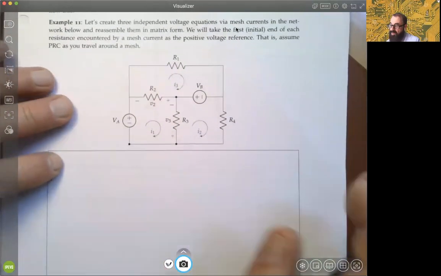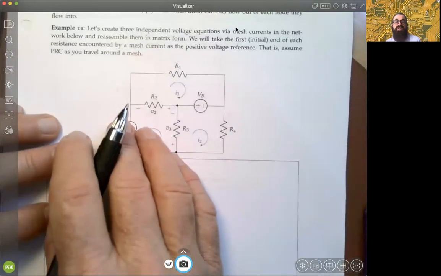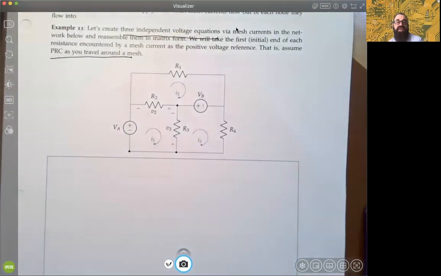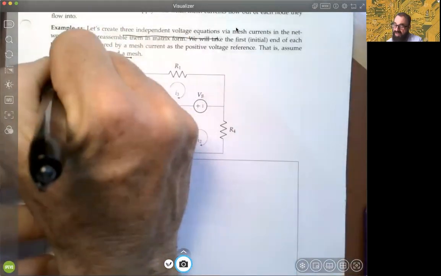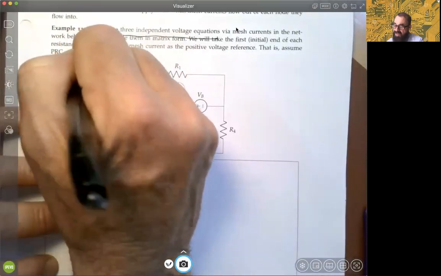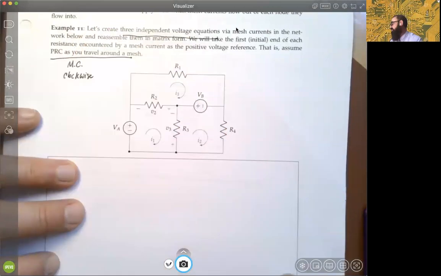So let's do example 11, at the top of page 59. Our goal is to create three independent voltage equations. We will be using KVL with mesh currents. As indicated, we will take the initial end of each resistance encountered by a mesh current as the positive voltage reference. That is, always assume PRC as you travel around a given mesh. We've already represented our mesh currents clockwise. Always make sure the mesh currents are clockwise as our nice default.